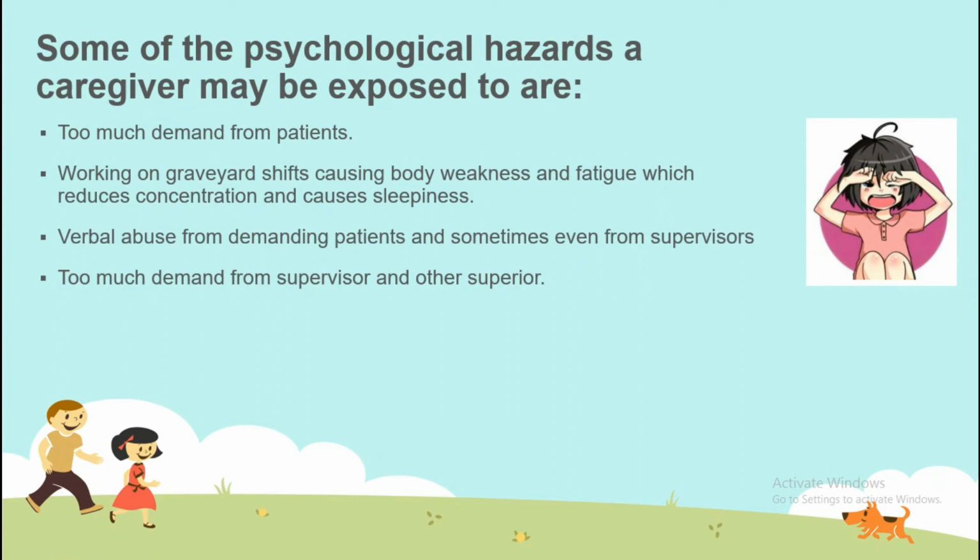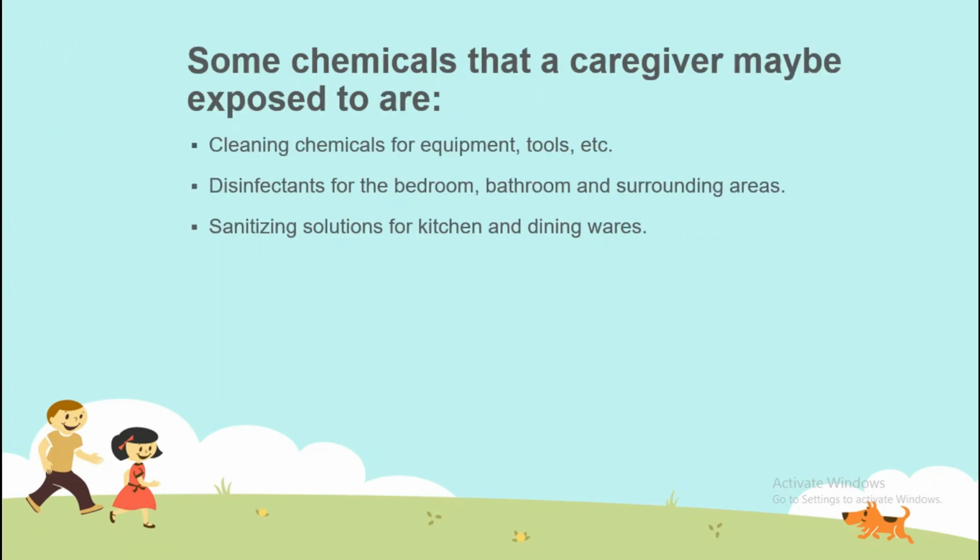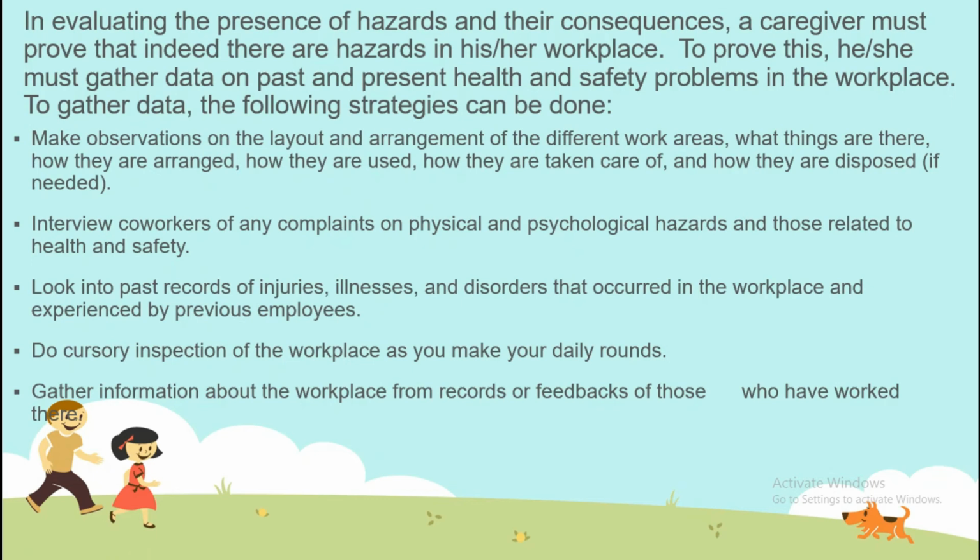Okay? Some of the psychological hazards a caregiver may be exposed to are too much demand from patients, working on a graveyard shift causing body weakness and fatigue which reduces concentration and causes sleepiness, verbal abuse from demanding patients and sometimes even from supervisors, too much demand from supervisors and other superiors. Okay? Some chemicals that a caregiver may be exposed to are cleaning chemicals for equipment, tools, etc., disinfectants for the bedroom, bathroom, and surrounding areas, sanitizing solution for kitchen and dining wares.